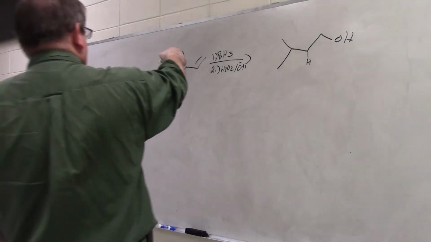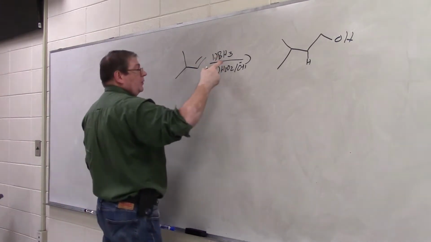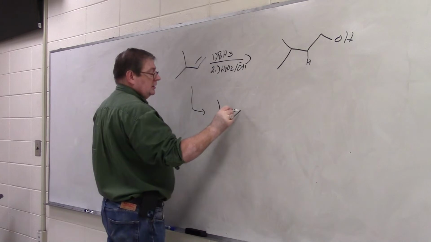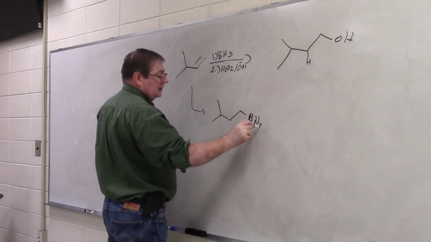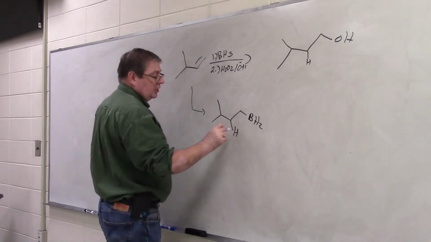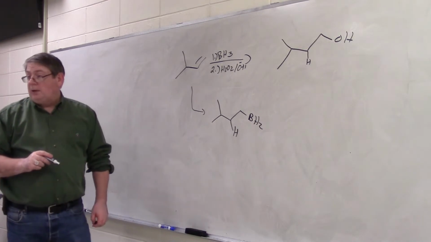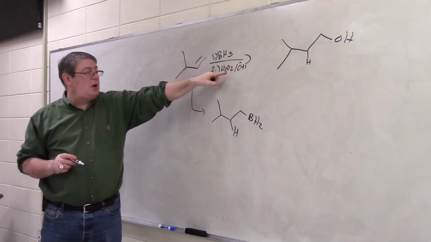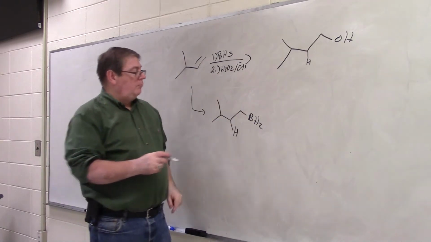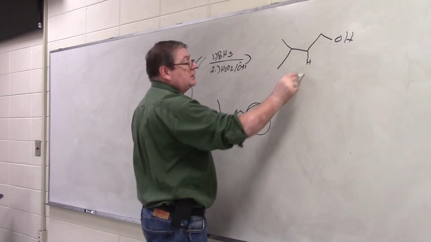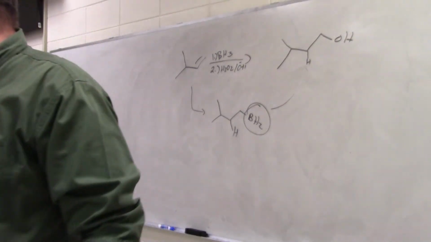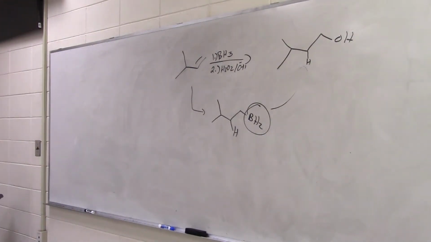In the very first reaction, if you go back to the lecture, what you find is that the boron gets added at the least substituted carbon and the hydrogen goes to the most substituted carbon. That's what happens in step 1. In step 2, the hydrogen peroxide and base removes the boron and replaces it with the OH. So two steps. Hydroboration oxidation.